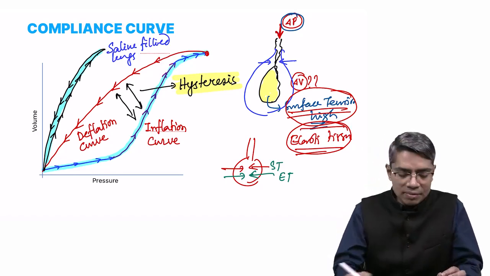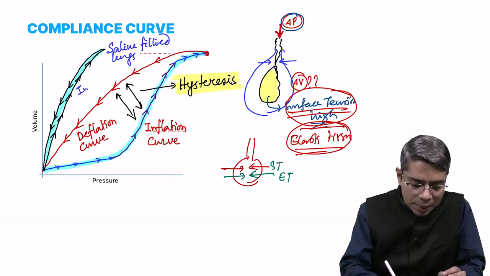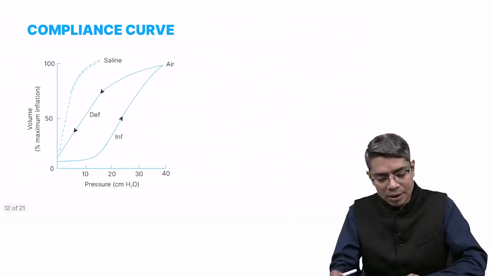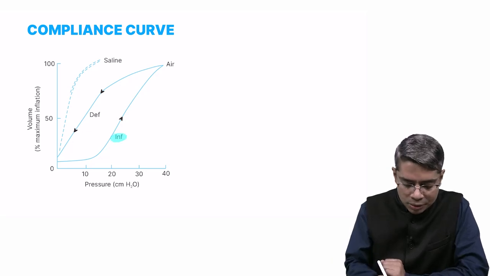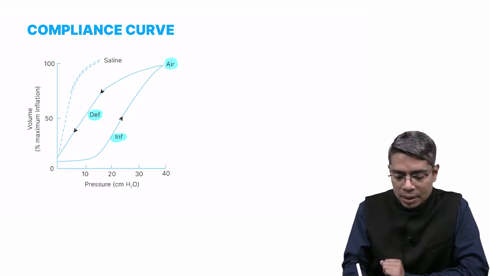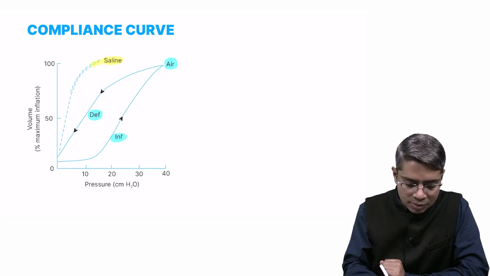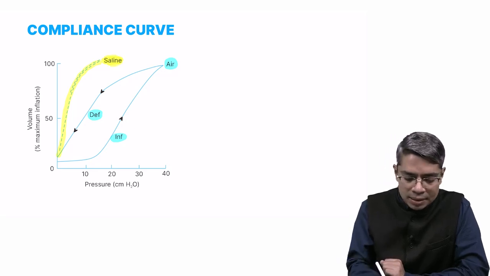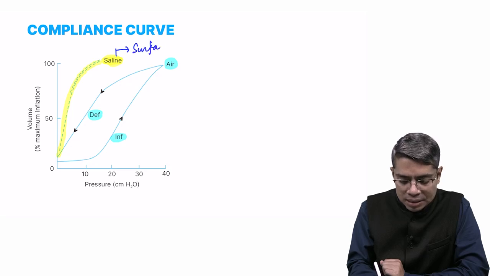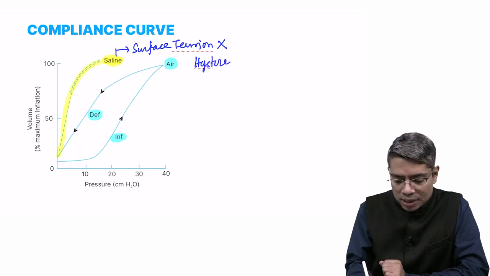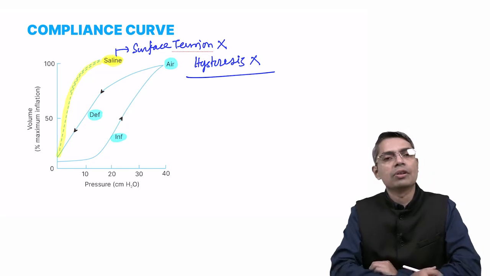The inflation and deflation curves will follow almost the same pattern, right? This is given in Guyton also. If you look at Guyton, this is the curve which is given there. This is the inflation curve and this is the deflation curve when the lung is filled with air. But the inflation and deflation curves will follow almost the same pathway when you fill the lung with saline water. Saline-filled lung means the surface tension will not be there, and because the surface tension is not there, the hysteresis property is also not there. Got it?